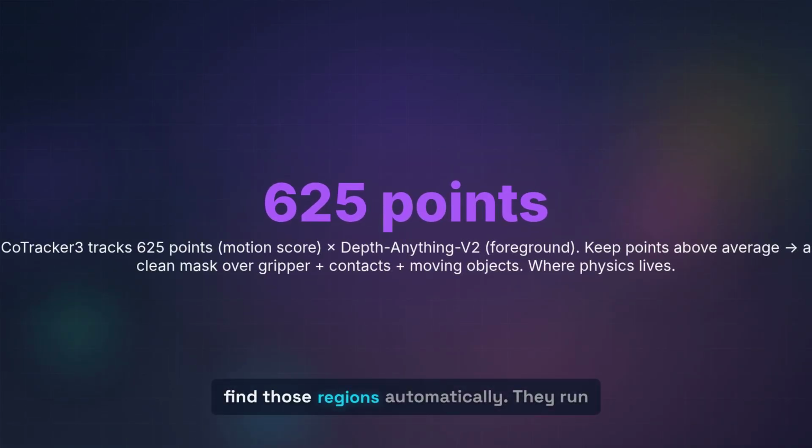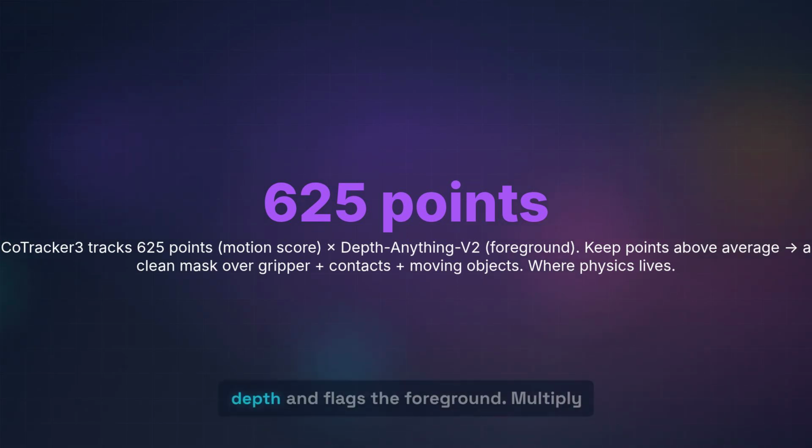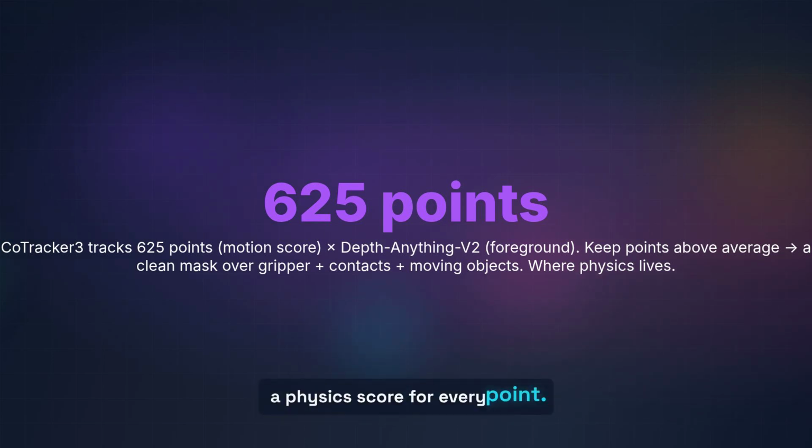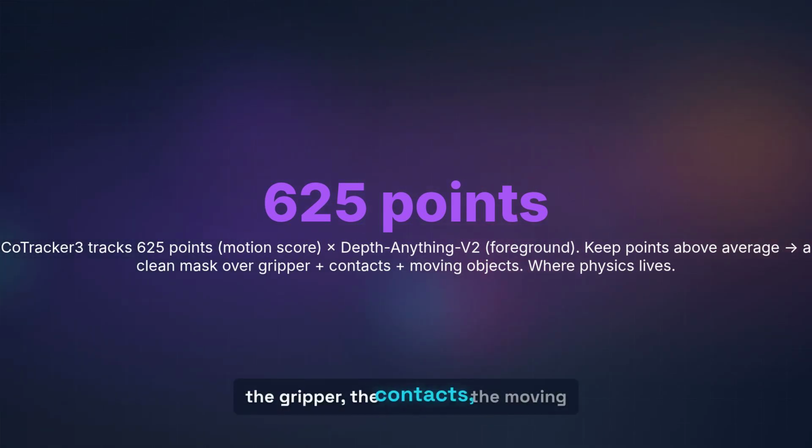First step, find those regions automatically. They run CoTracker 3, tracking 625 points across the video. Points that move a lot get a high motion score. Then Depth Anything V2 estimates depth and flags the foreground. Multiply motion by foreground and you get a physics score for every point. Keep the points above average, mask out the rest. What survives is a clean spatiotemporal mask over the gripper, the contacts, the moving objects, the pixels where physics actually lives.